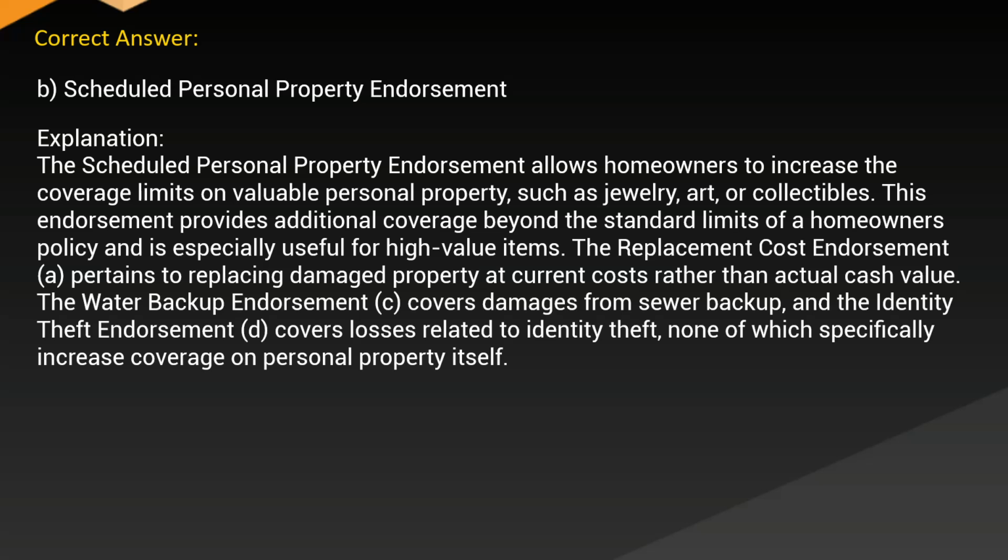for high-value items. The replacement cost endorsement (A) pertains to replacing damaged property at current costs rather than actual cash value. The water backup endorsement (C) covers damages from sewer backup, and the identity theft endorsement (D) covers losses related to identity theft, none of which specifically increase coverage on personal property itself.